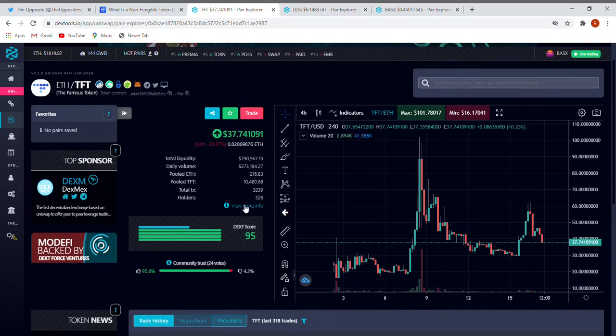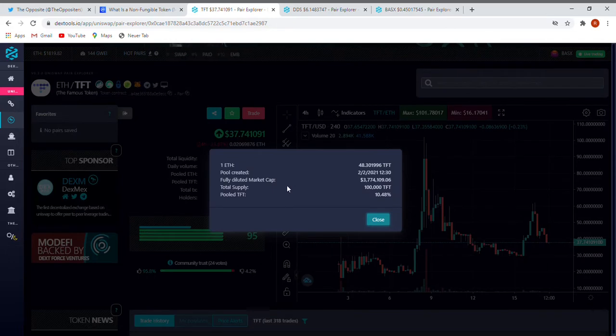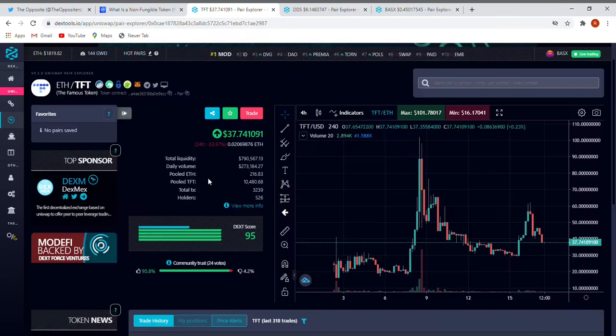Good. Only for showing you, the project has a total supply of 100,000 TFT and 10% are already in the pool. So this means 90,000 will be available at least. Here you can see the pooled ETH here are 260 ETH and TFT 10,400. So like I told, 10% of it are in the pool, and that's a really great thing.